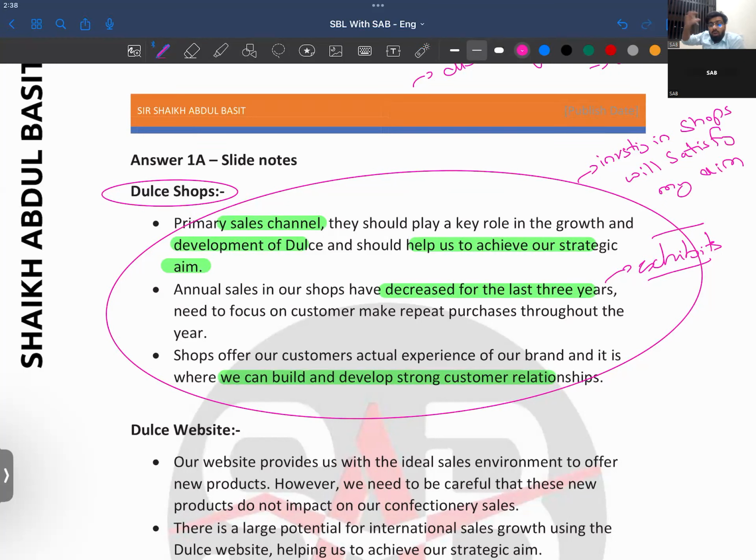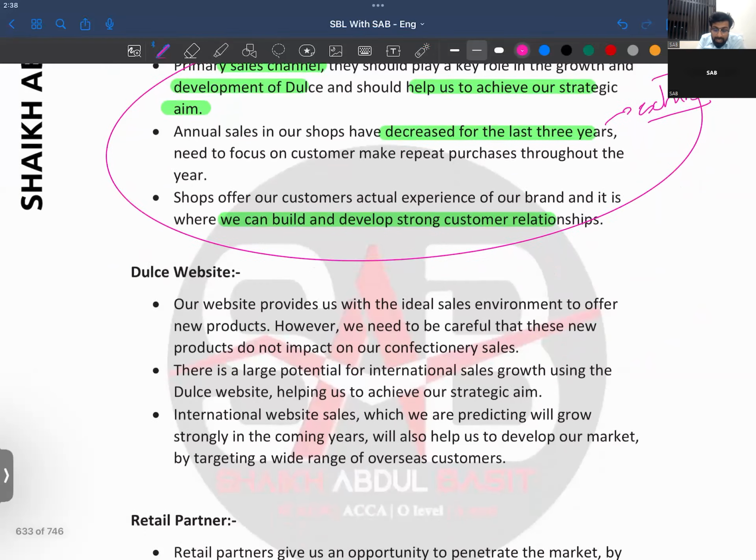Guys, again, these classes won't be highlighting the formats or the skills now. This will give you an idea of what to write. That's the main thing, and once that is done, we can look into the formats. I've given specific pages in my book for the formats and specific classes for the skills. But the first thing is to write, right? So with Dulles shops, we are saying that they are going to satisfy my strategic aim.